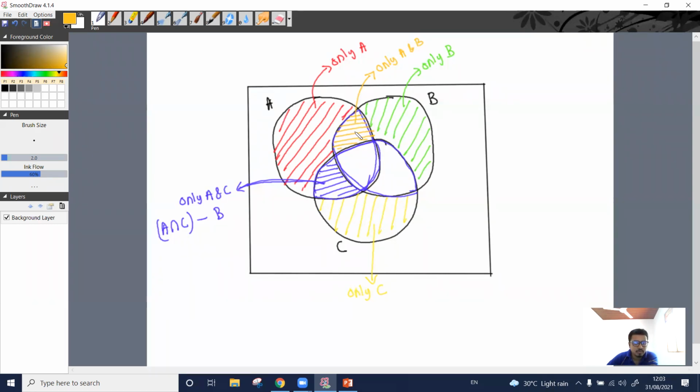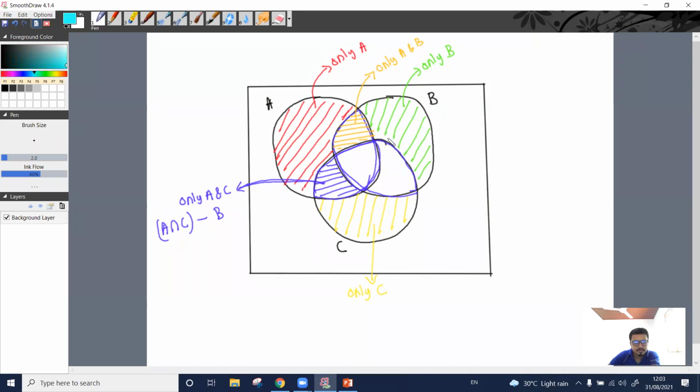If we write the same using these notations, how can we write it? This is A intersection B with what removed? C removed. If we say A intersection B, it is this part. From that we have excluded the area that belongs to C. So A intersection B minus C.